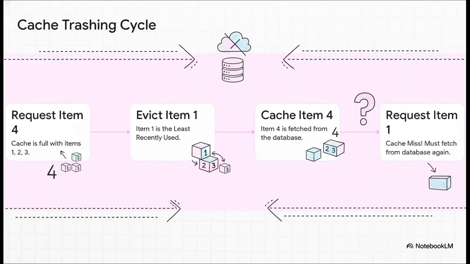But what if the user's very next request is for item 1 again? Well, it's gone. That's a cache miss. You have to go all the way back to the database. You're stuck in this horrible loop of kicking data out just moments before you need it again.